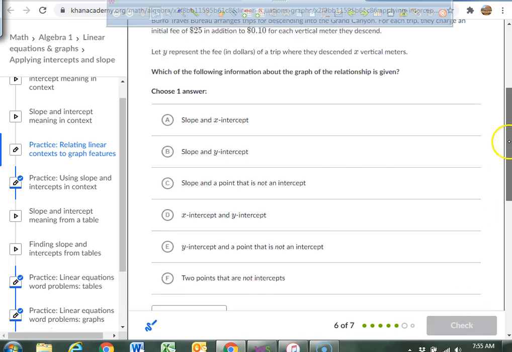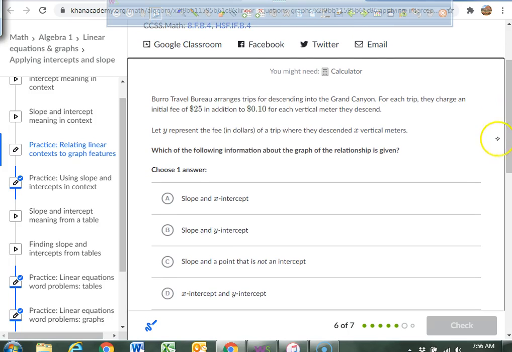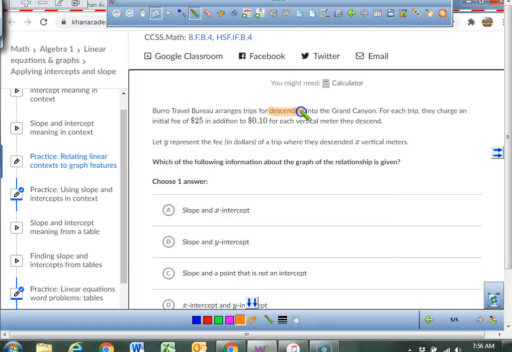Okay. Let's do another one. Burro Travel Bureau. That's kind of funny. Burro Travel Bureau. That's funny. All right. Arranges trips for descending. Ooh, what does the word descending mean? Do you guys know what the word descending means?